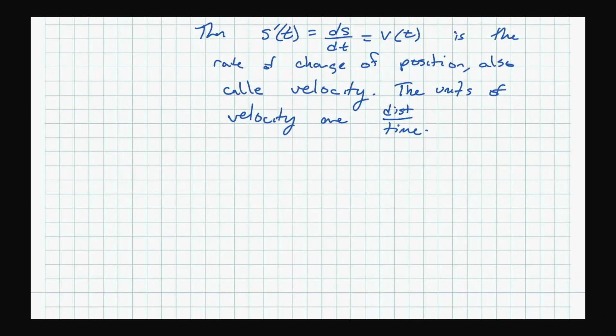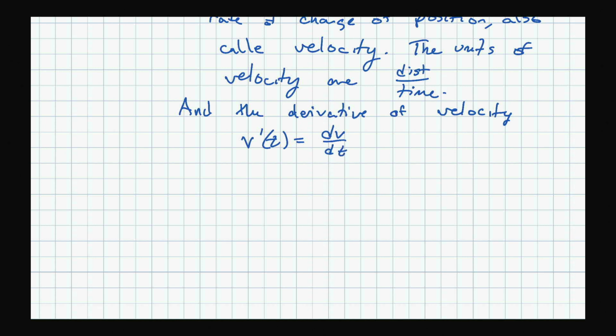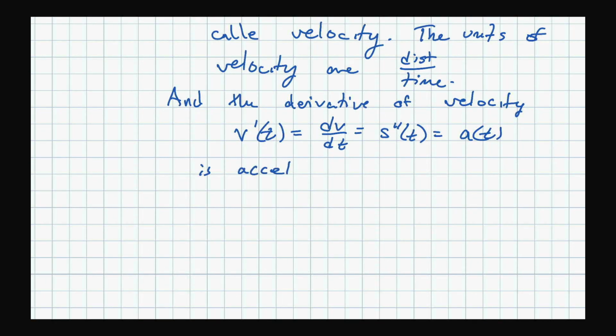Now you can do the same thing. And the derivative of velocity, which could also be written as the derivative of velocity with respect to time, which you could also write as the second derivative of the position equation, is what we're going to call a of t, and is acceleration as a function of time. And that's also the rate of change of velocity. So the rate of change of velocity is acceleration.